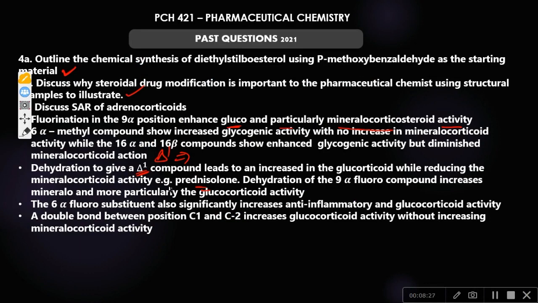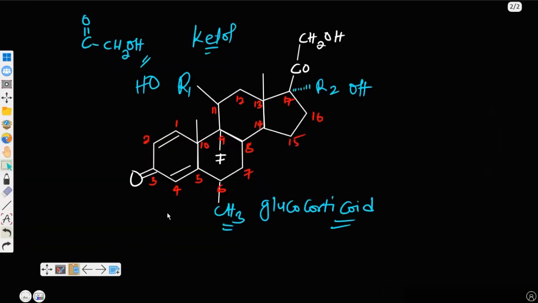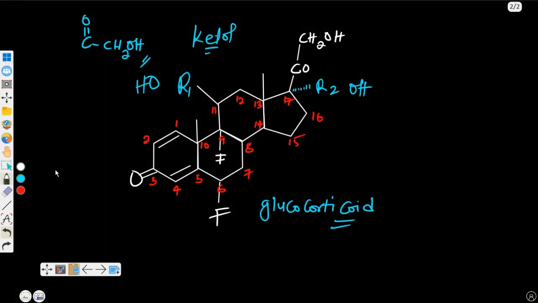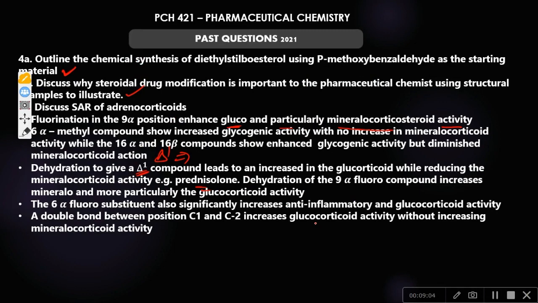Now, dehydration of the 9-fluoro compound increases mineralocorticoid and more particularly the glucocorticoid activity. That one, we are still saying the same thing. The 6-alpha fluoro substituent also significantly increases anti-inflammatory and glucocorticoid activity. 6-alpha means at position number 6, if you have the fluorine substituent here, what it does is it increases anti-inflammatory and glucocorticoid activity.